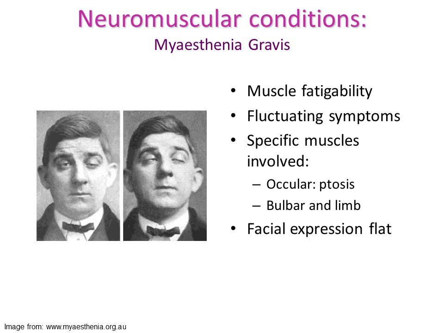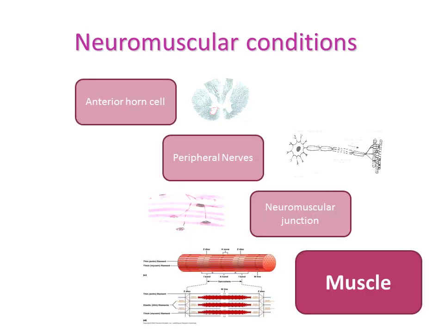The facial expression can be very flat, and this can actually be quite an issue for people with myasthenia, where they feel that people think that they are disinterested or aren't expressing emotion, but actually it's because of the weakness of the facial muscles. And then when people try to smile, there's the classic myasthenic snarl, because the orofacial muscles are not able to correctly position the mouth. Then moving down to the muscle.